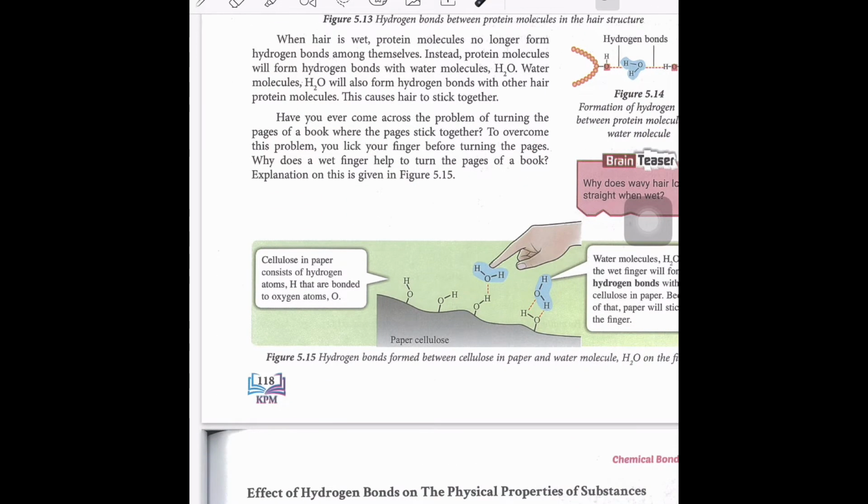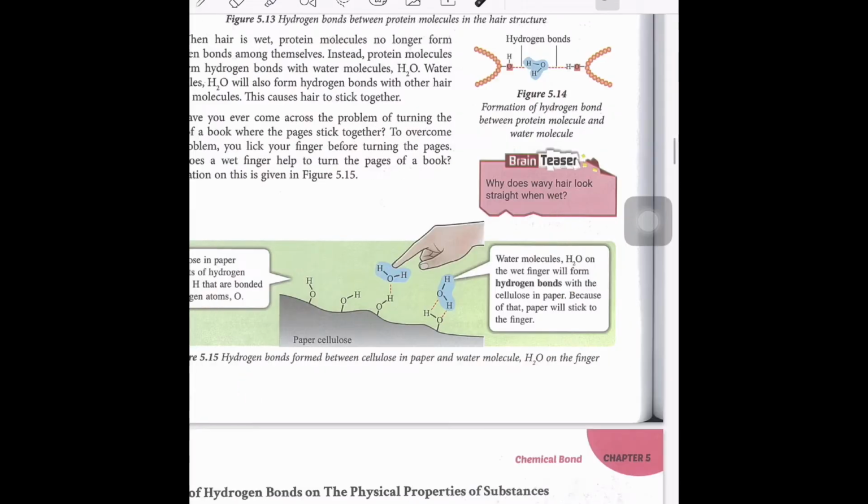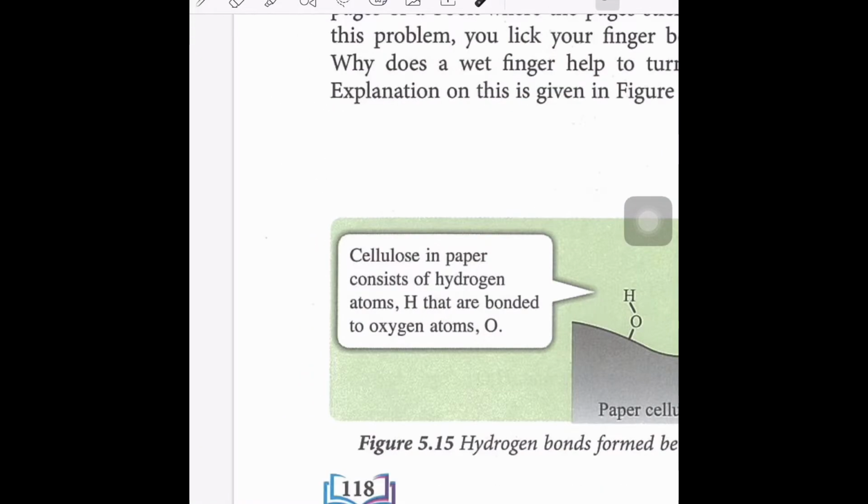Look at this. This is paper. You know that paper ni ada gula juga okay? Di dalam paper ada cellulose. Cellulose in paper, cellulose is a type of sugar, okay? Cellulose in paper consists of hydrogen that are bonded to oxygen atom. I will show you how cellulose looks like.